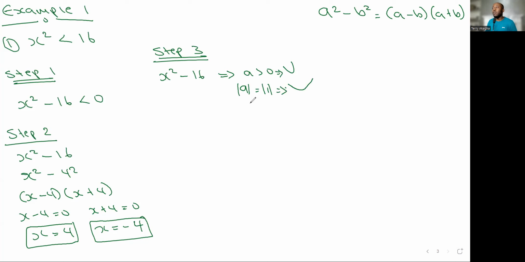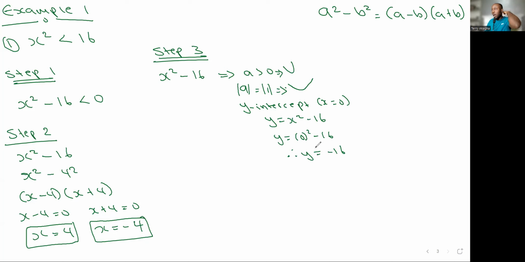Number 2, we need to first find the y-intercept. So at the y-intercept, x is equal to 0. So y is equal to x squared minus 16. Then y will be equal to 0 squared minus 16. So therefore, y will be equal to minus 16. So that means for this now, our y is going to be equal to minus 16.